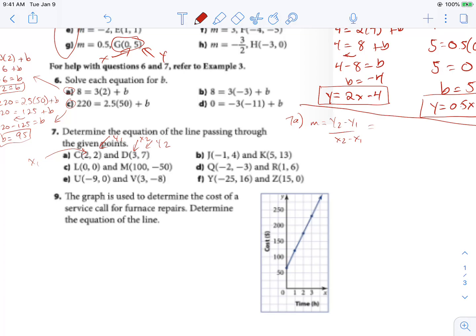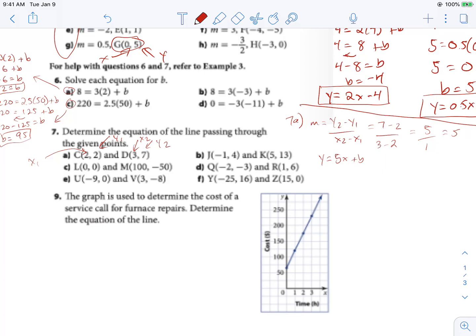So y2 minus y1, so we're going to have y2, which was 7, minus y1, which is 2, divided by x2, which is 3, minus x1, which is 2. And what that gives us is 5 over 1, and now you're allowed to put it in your calculator. Do not put it in your calculator before that. It will give you the wrong answer because of BEDMAS. So this gives you a slope of 5. And now it's the exact same as the question we did in number 5. So now we can put it into our formula, y equals mx plus b. We just solved our m. We know that it's 5. So we have 5x plus b.